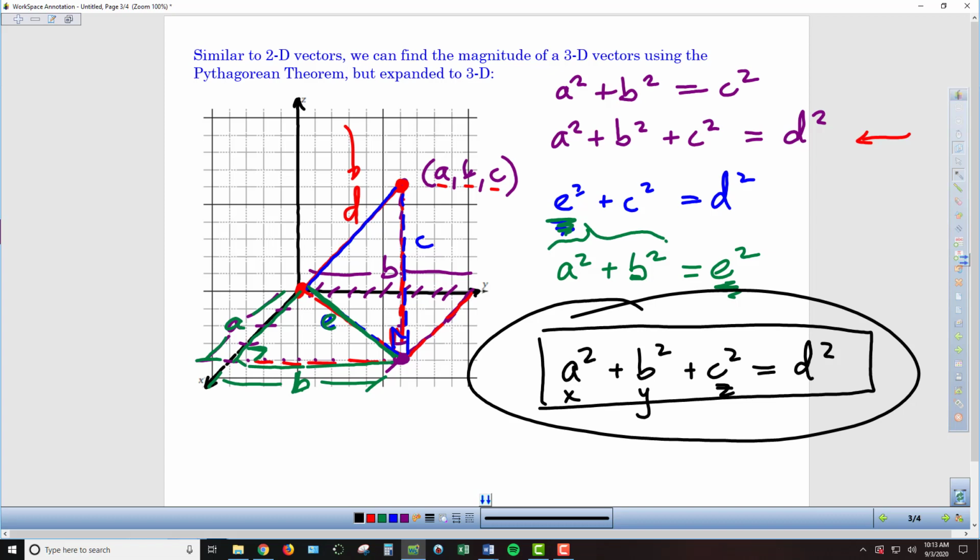This is a diagram that you will have to be able to recreate. You'll have to be able to derive the 3D Pythagorean theorem in the future.